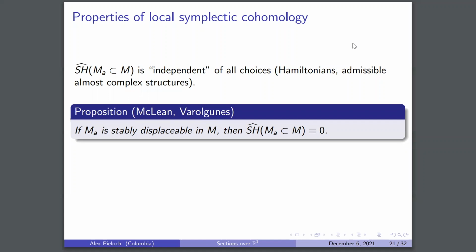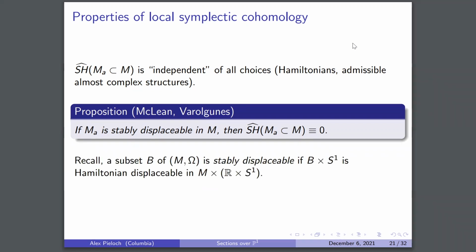So let's get back to this case of P1 that I just erased in some sense. One of the characterizing properties of this local symplectic homology is the stable displaceability result. If your compact subset is stably displaceable inside of the symplectic manifold, then this local symplectic cohomology actually vanishes.